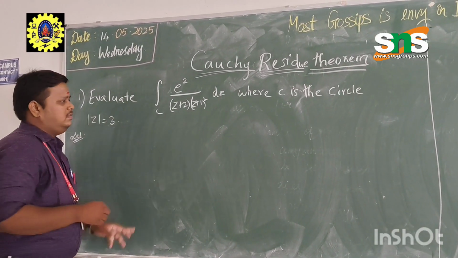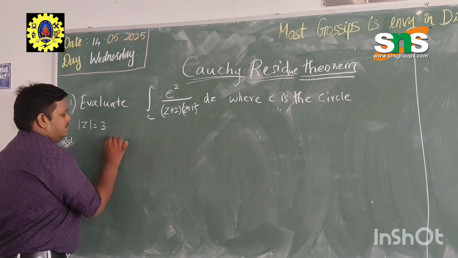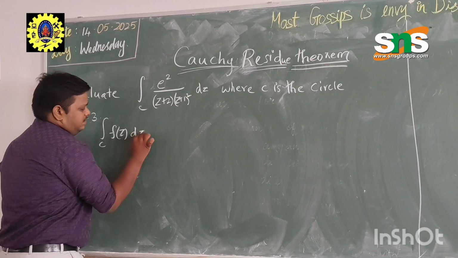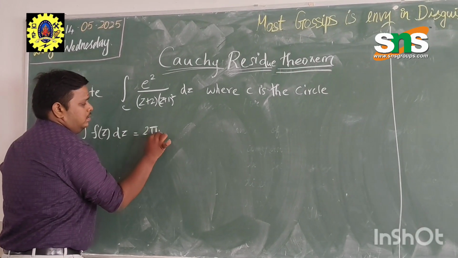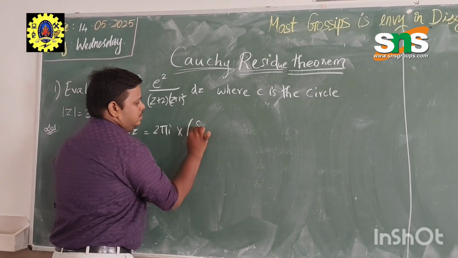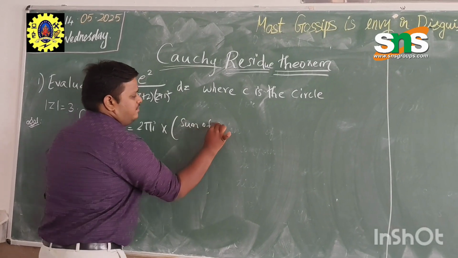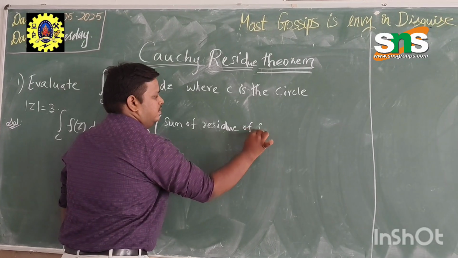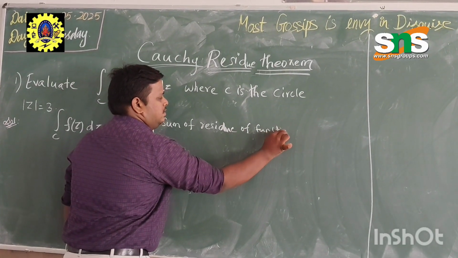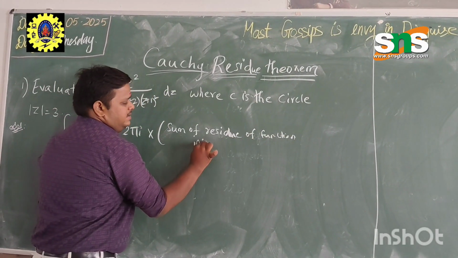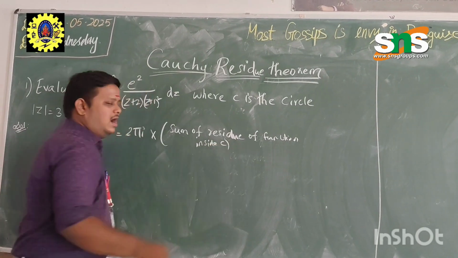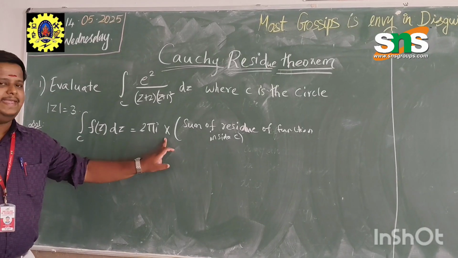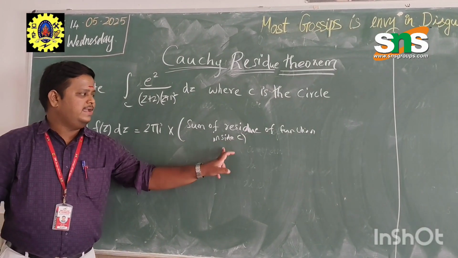First you have to write the Cauchy residue theorem formula. The Cauchy residue theorem formula is integral over C of f of z dz is equal to 2 pi i into the sum of residues of the function inside C.